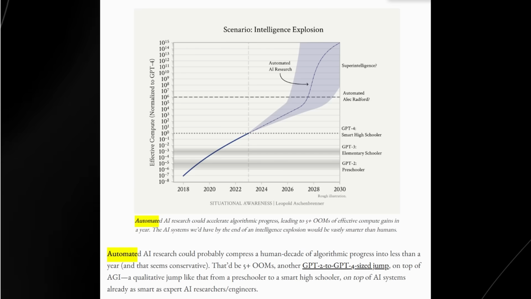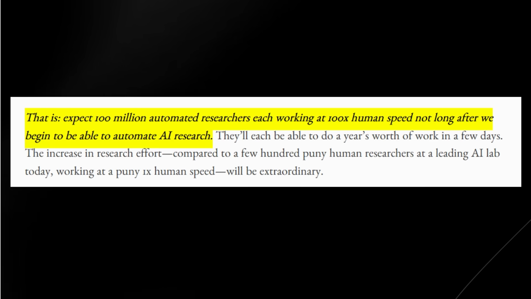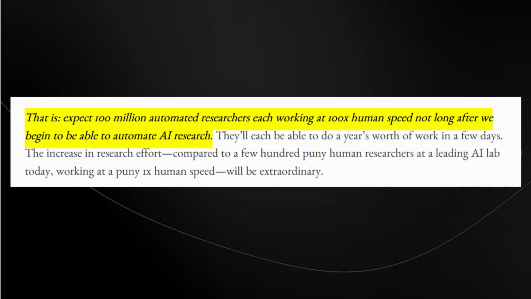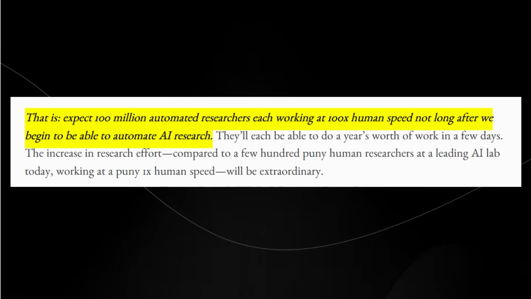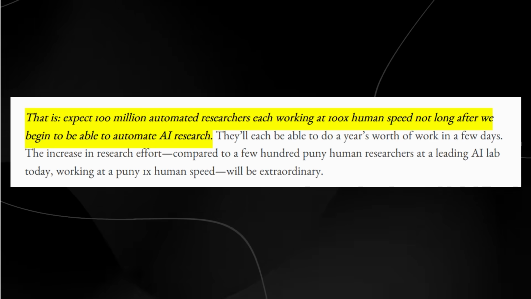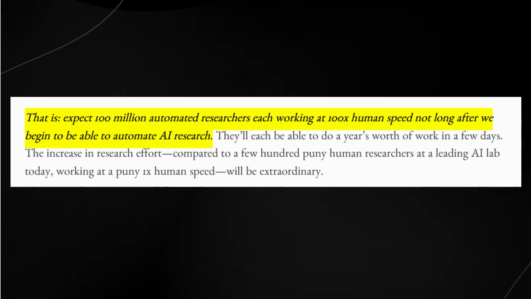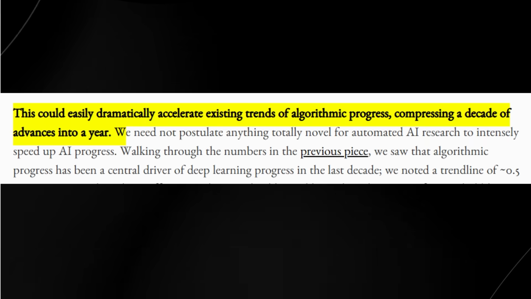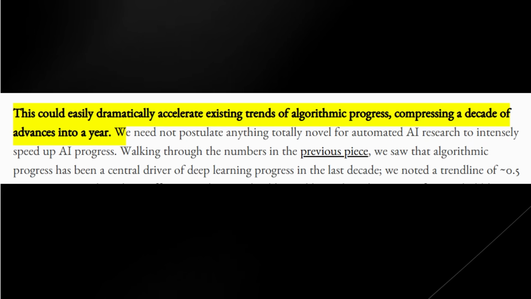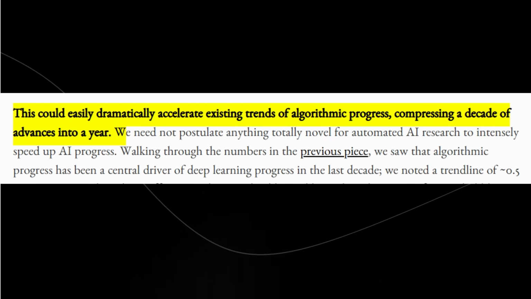And of course, with that, it means that AI development speeds up pretty much 100 times. You can see here it says, I expect 100 million automated AI researchers working at about 100 times human speed not long after we begin to automate AI research. They'll be able to do a year's worth of work in a few days. This is going to be extraordinary. And this could easily, dramatically accelerate existing trends of algorithmic progress, compressing a decade of advances into a year.